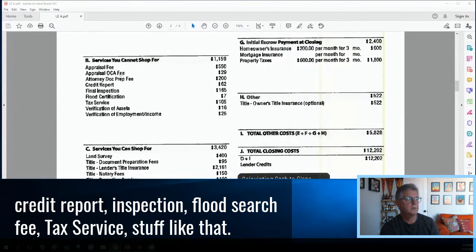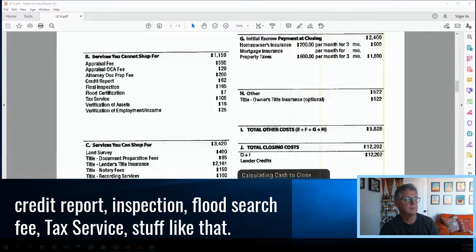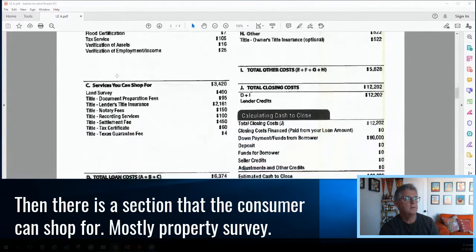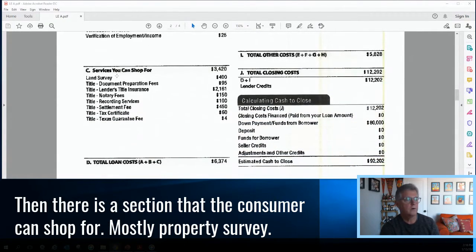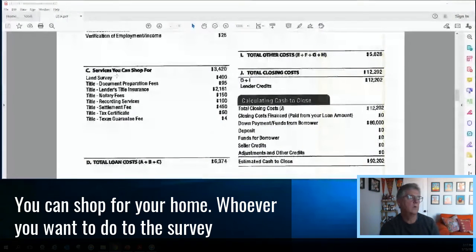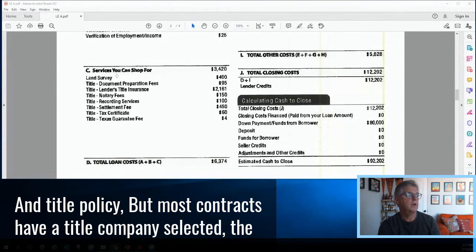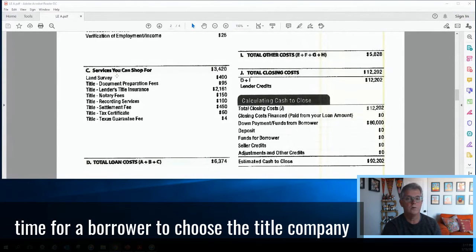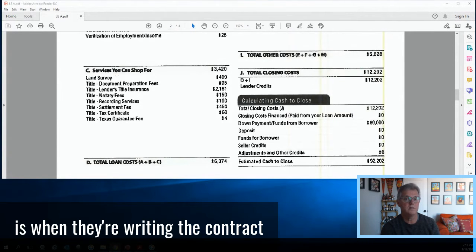Credit report, inspection, flood cert fee, tax service, stuff like that. Then there is a section that the consumer can shop for, mostly property survey. You could shop for your home, whoever you want to do the survey, and title policy. Most contracts, however, have a title company selected. The time for a borrower to choose the title company is when they're writing the contract.